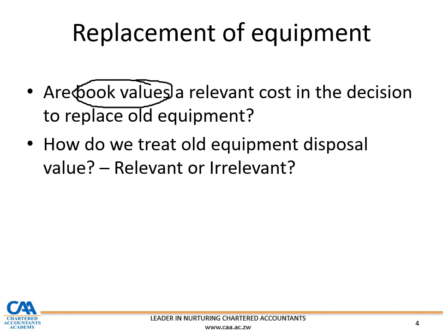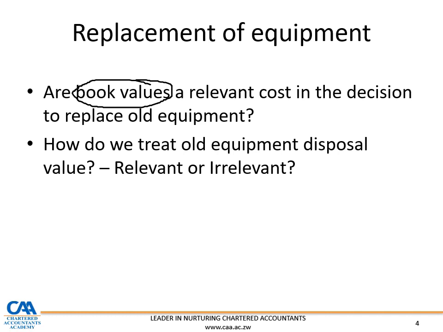To answer that question, you may need to ask yourself, what is book value? Book value is equal to the cost of acquiring the equipment less the accumulated depreciation. Effectively, book value is a process used in accounting to allocate the cost of the equipment over the life of the equipment, which means book value is a function of the cost of the equipment.